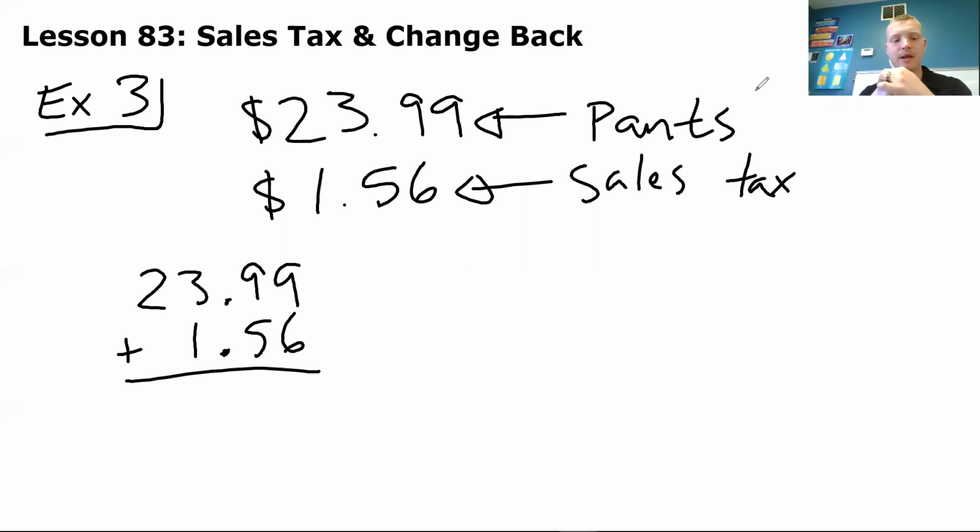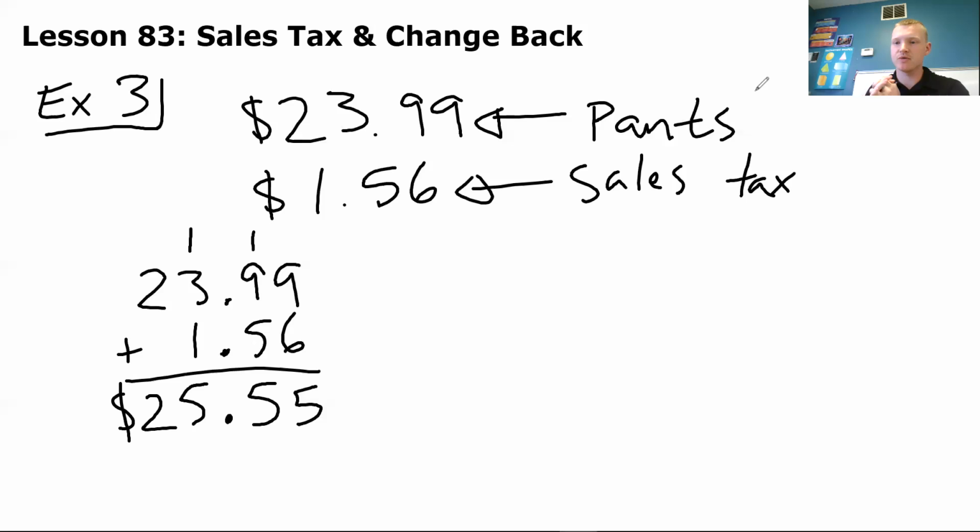So $23.99 plus $1.56. So 9 plus 6 is going to be 15. 1 plus 9 plus 5 is going to be 15. So 1 plus 9 is 10. 10 plus 5 is 15. So 5 down there, carry the 1, move my decimal place down here. 1 plus 3 is 4, plus another 1 is 5. And then I bring down my 2, and my total cost is going to be $25.55. But what happened is Midge paid the clerk $40.